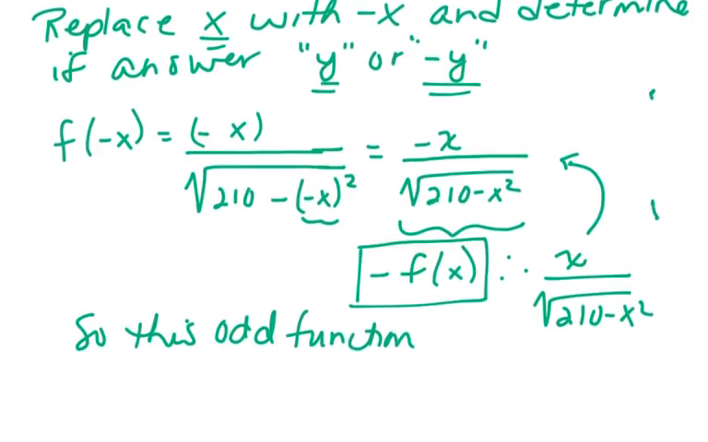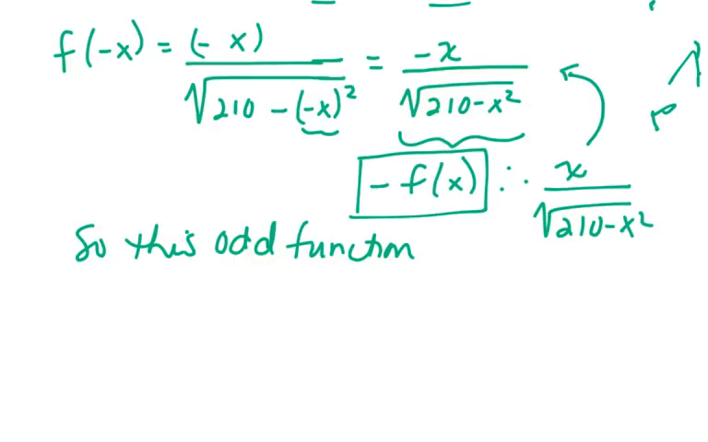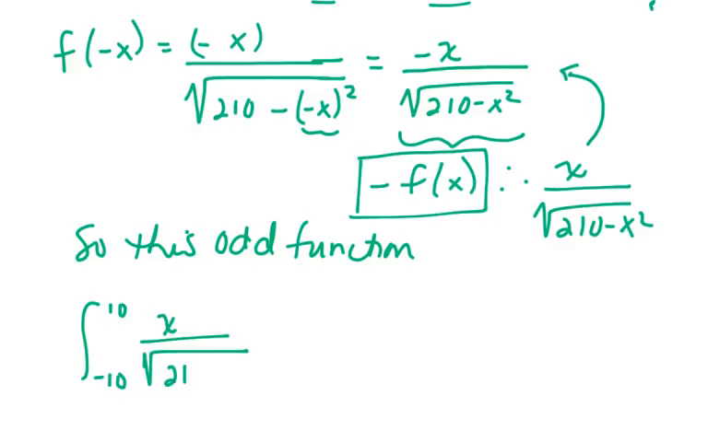And we know, by definition of an odd function, that this integral is going to equal 0. So the integral from negative 10 to 10 of x over the square root of 210 minus x squared dx is equal to 0.